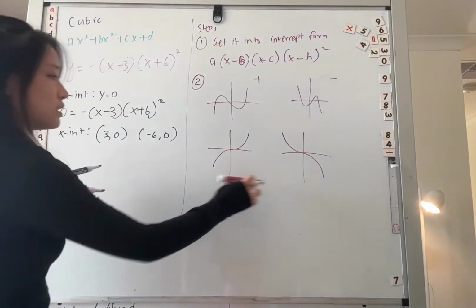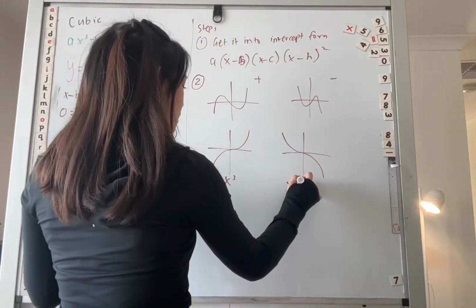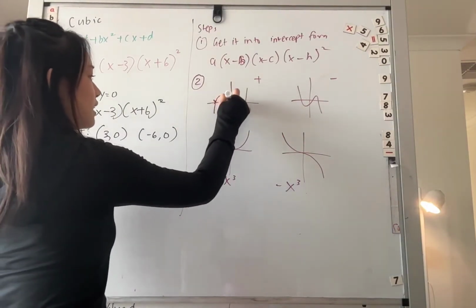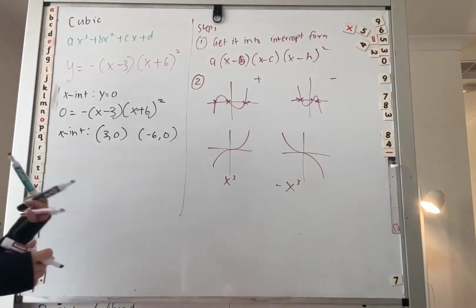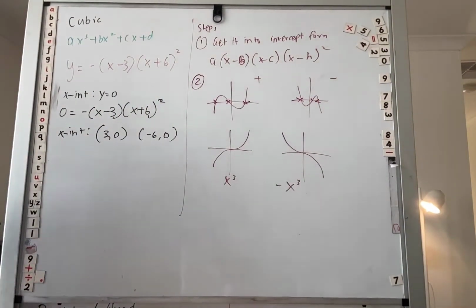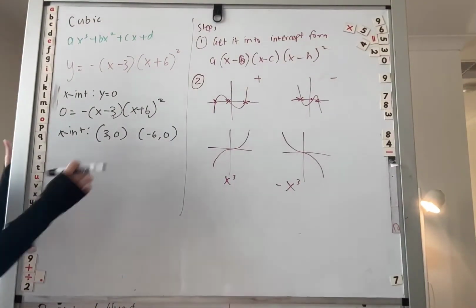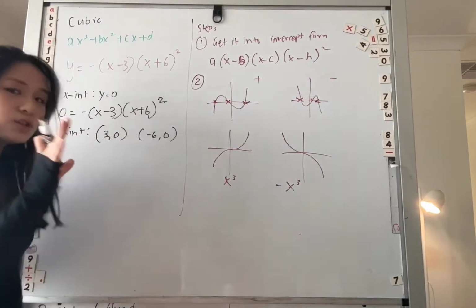So this is if you have like x cubed. There's like negative x cubed, but these ones are in intercept form, where it hits the x-axis a certain amount of times. Okay? So if you go back to here, we have 2 points. And you'll realize that this is actually to the power of 2, right? Then you relate to your turning point form.